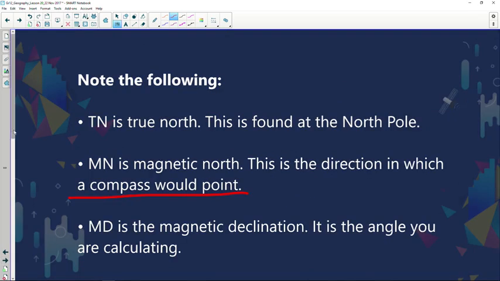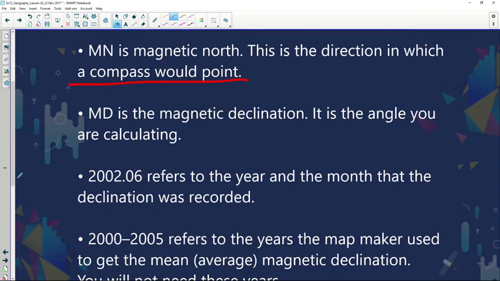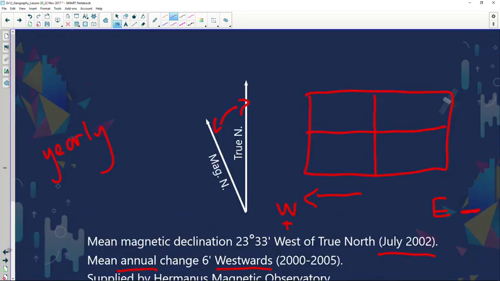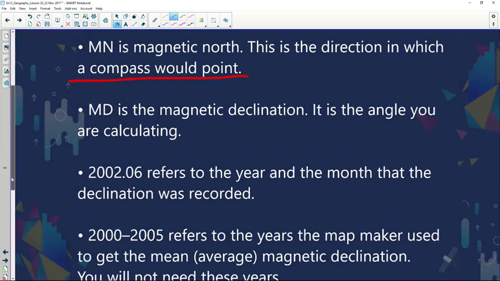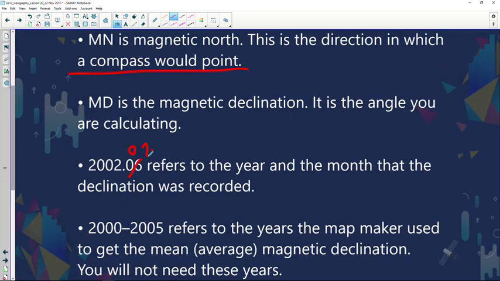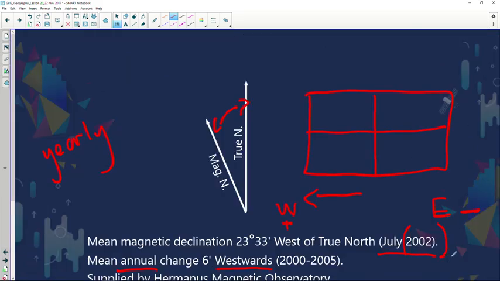And very importantly, if you look at the next set of information, the 2002-06 refers to the year and the month that the declination was recorded. In this case, it was recorded in 2002, and July is the 7th month. So that should be, if you look at the next page, a 7. But we're only going to use the year, the 2002. So this 2002 we are going to use to determine the annual change.